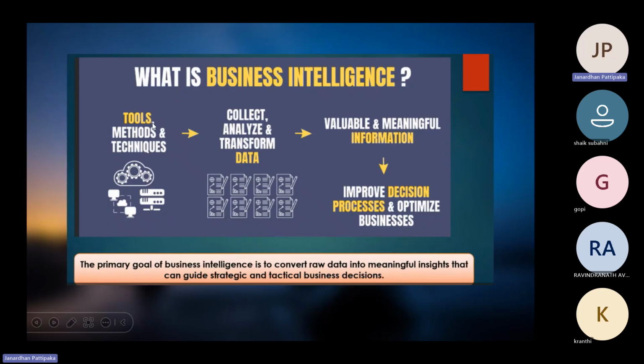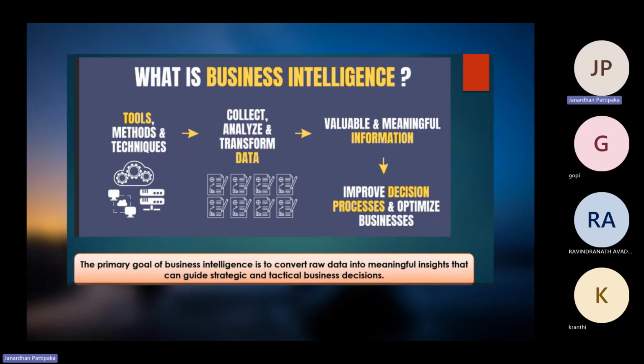So first, we will collect the data. If an organization or the client gives you data, first you will collect it. After that, you will analyze that data. After analyzing, you will transform that unstructured data into a structured format. Then, after transforming the data, you will convert it into valuable and meaningful information. How can you convert it? Suppose the client has given some data to you. You will convert the data into some graphs or visuals.